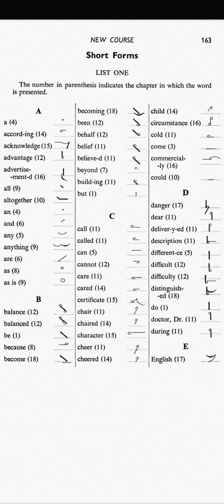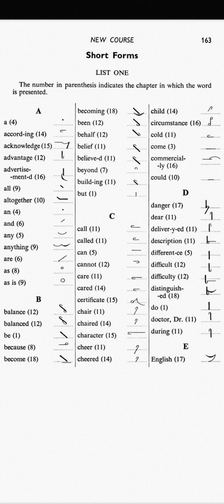B with N hook on the line for been. B with F hook above the line for behalf. B with L hook through the line for belief. B with L hook through the line for believe or believed. Downward form of semicircle above the line for beyond. B with L hook half deer on the line for build or building.